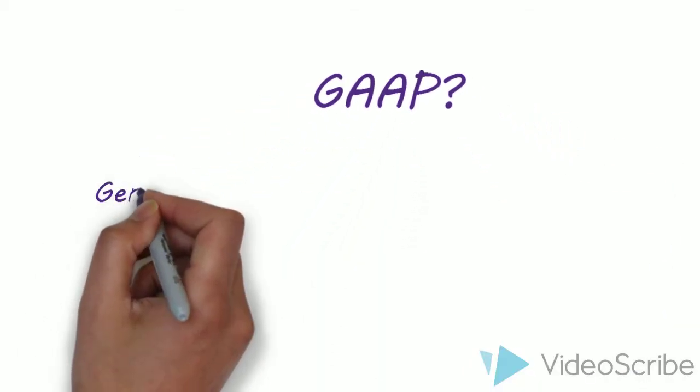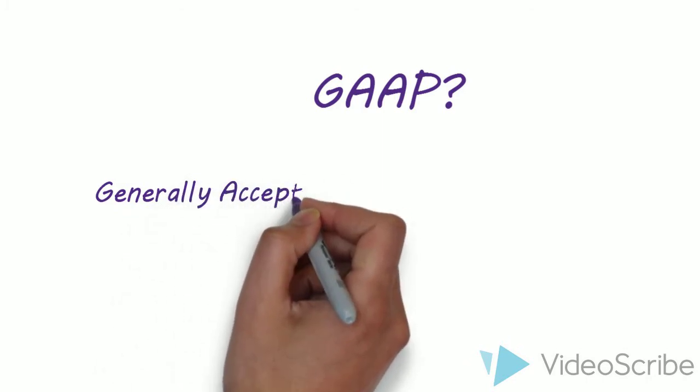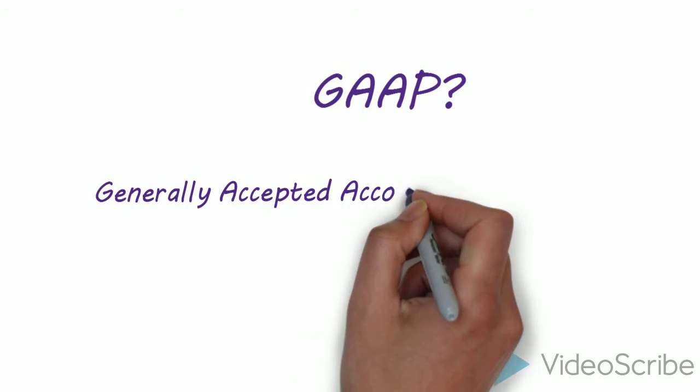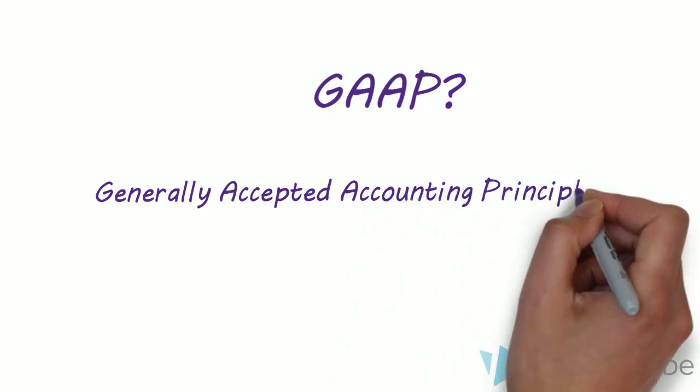GAAP refers to the generally accepted accounting principles. It is the common set of accounting principles, standards and procedures that companies use to create their financial statements and use them to make business decisions. It is the same around the world.